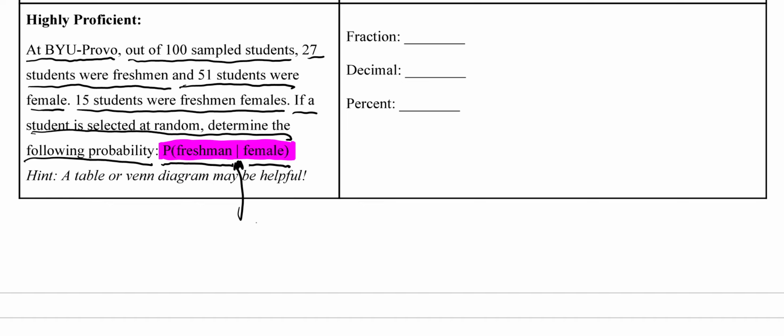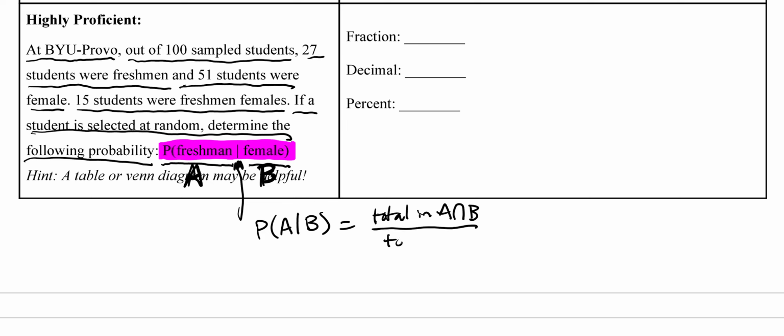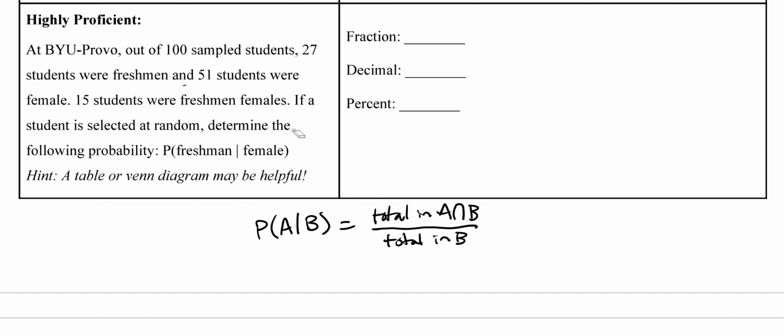And so remember that the probability of A, I'm going to call A being freshman and B being female, the probability of A given B is the total in A intersect B, or the total in A and B over the total in B. And the total in A and B is, let's see here, I'm going to color code this. 15 students were freshman females. They are both freshmen and females.